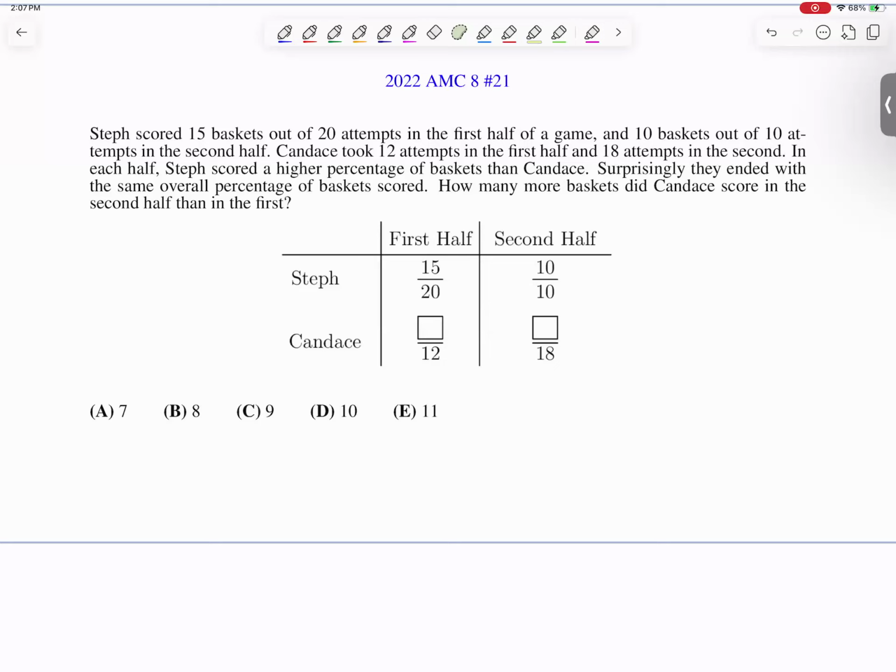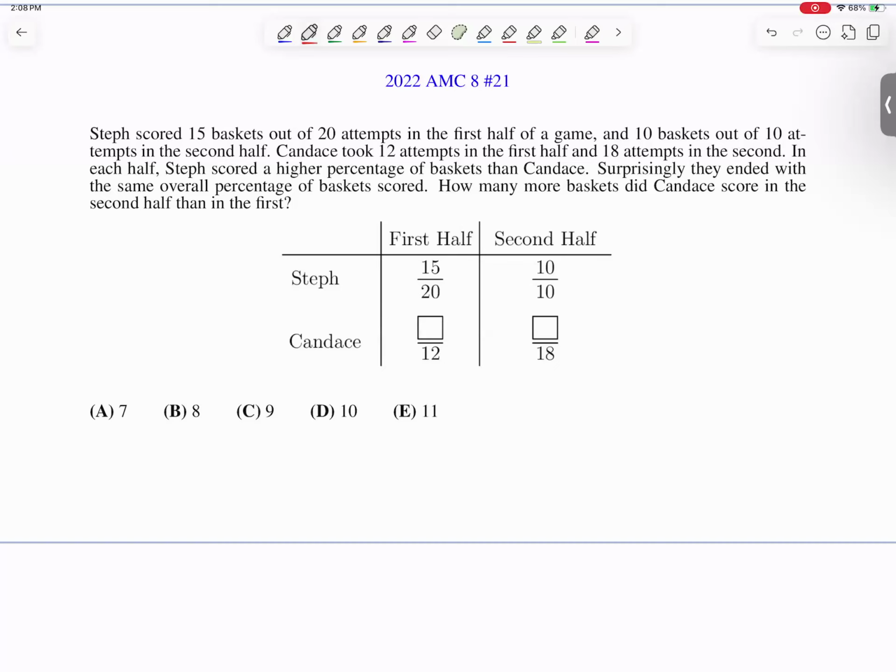In each half, Steph scored a higher percentage of baskets than Candace. Surprisingly, they ended with the same overall percentage of basket scores. How many more baskets did Candace score in the second half than in the first?